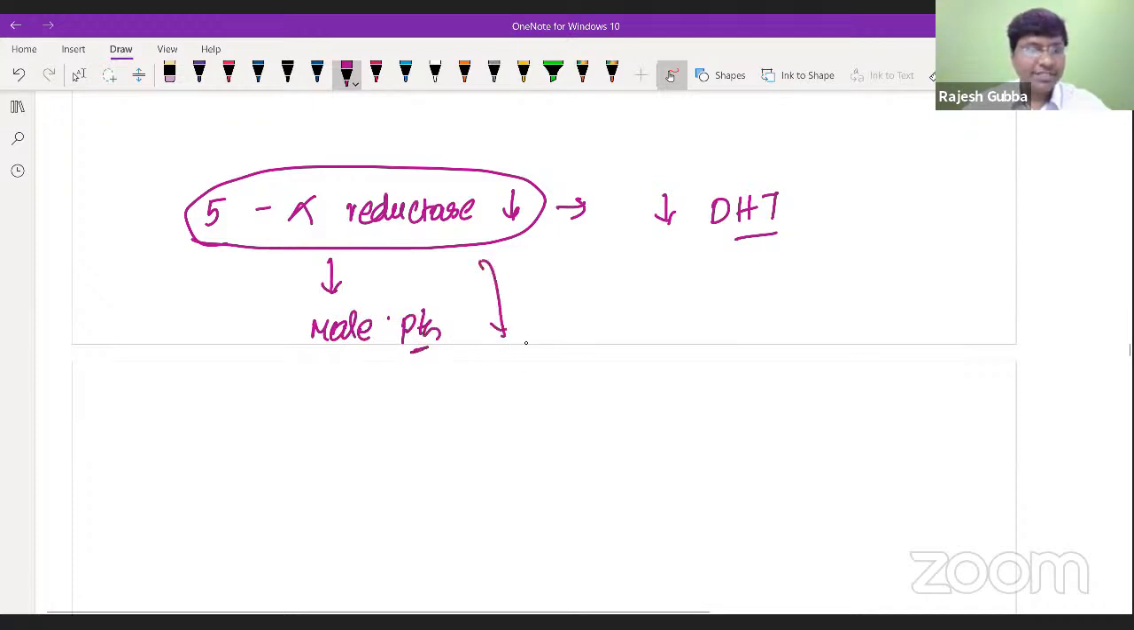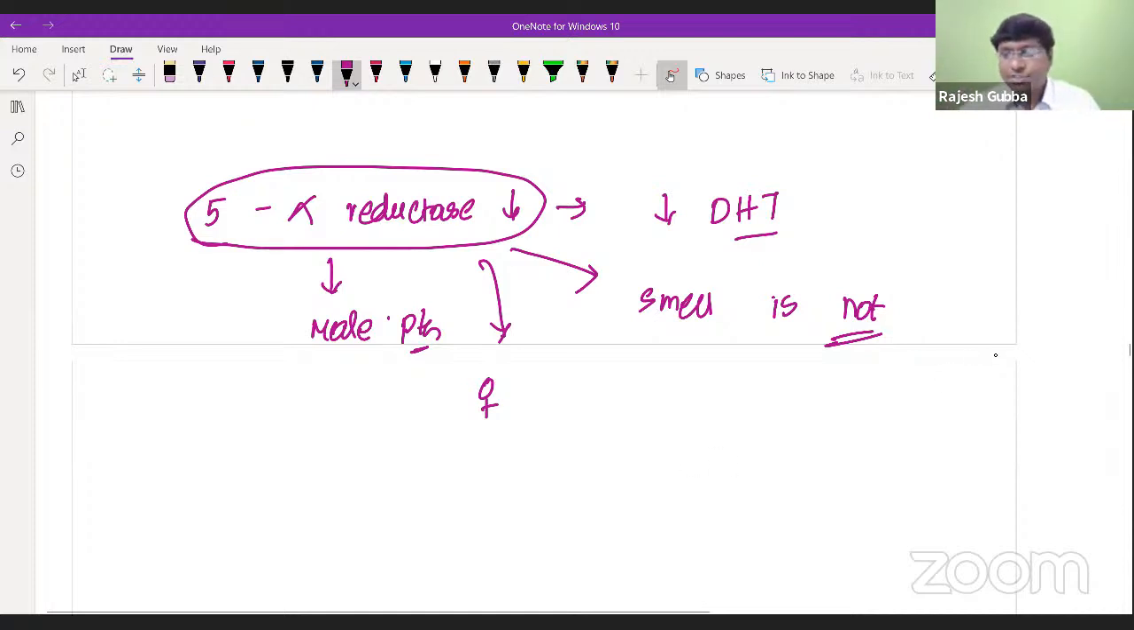And what will be the features? Such patients usually appear female, although they are born with male gonads. And in 5-alpha reductase deficiency, smell is not affected. Right? In 5-alpha reductase deficiency, the smell is not affected.